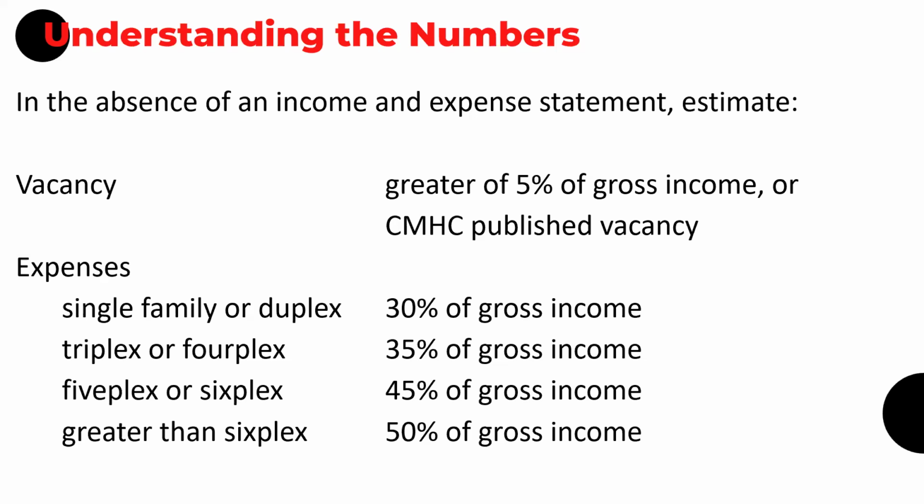For expenses, if you're trying to run numbers on a single family home or a duplex, use 30% of gross income as the expense ratio. For a triplex or a fourplex, use 35%. For a fiveplex or a sixplex, use 45%. And if it's greater than a sixplex, use 50% of gross income. Now, again, if you have actual income and expense statements, you want to use those. But in the absence of actual numbers, you want to use these as your estimates.